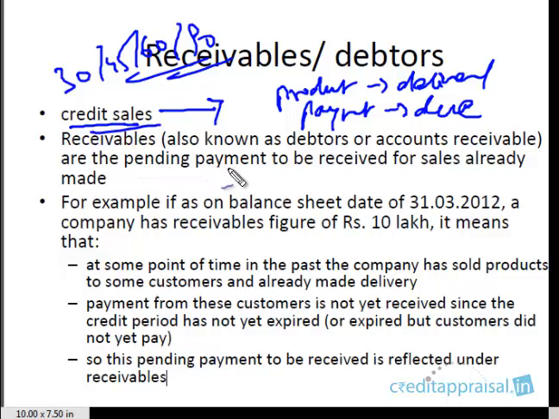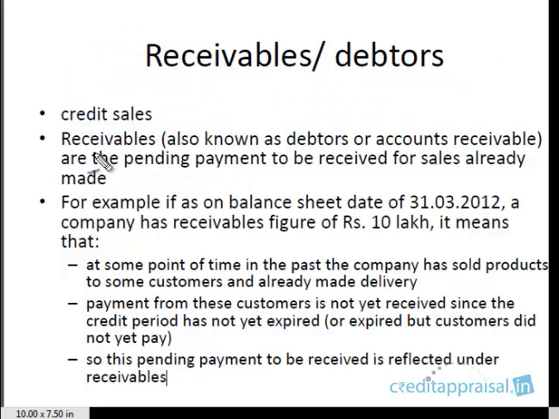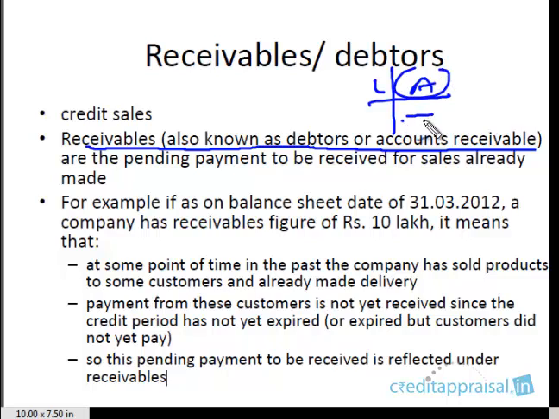Whatever is the pending payment from the customers is going to be reflected under the head of debtors or receivables, also known as accounts receivable. If you go to the balance sheet, under assets you'll find an item called debtors, sometimes referred to as receivables or accounts receivable. Say for example this amount is 10 lakhs. What does it mean? At some point of time in the past we have made some sales and we have already delivered those products, but these customers have not yet paid us.